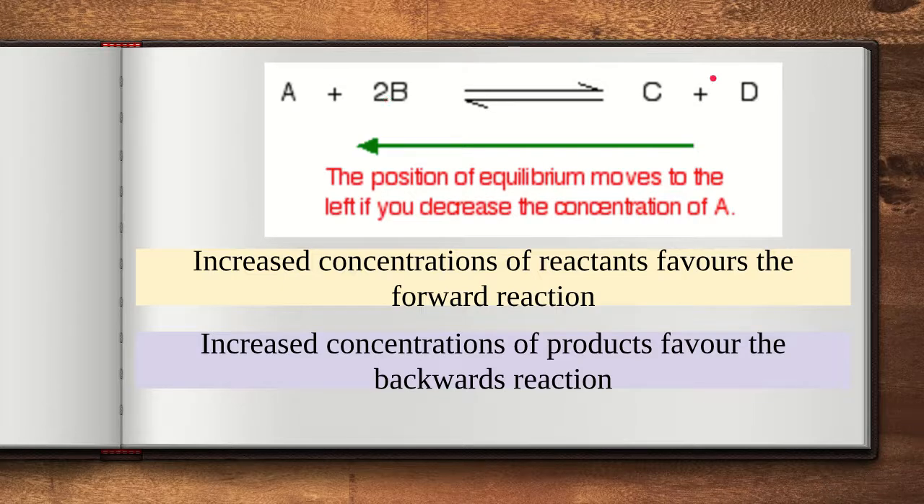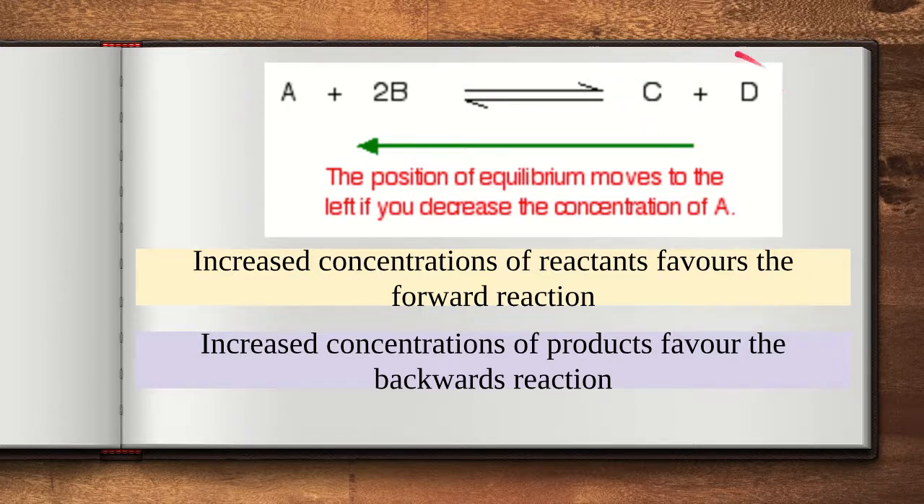Same in reverse. If we increased the concentrations over here, it's going to shift equilibrium back left. If we decrease the concentrations here, then it's going to shift the equilibrium right. And that is the most common thing to do in industry.